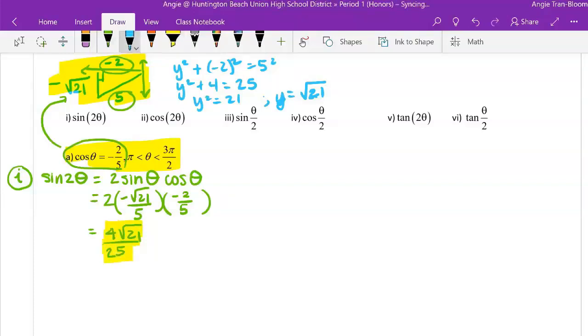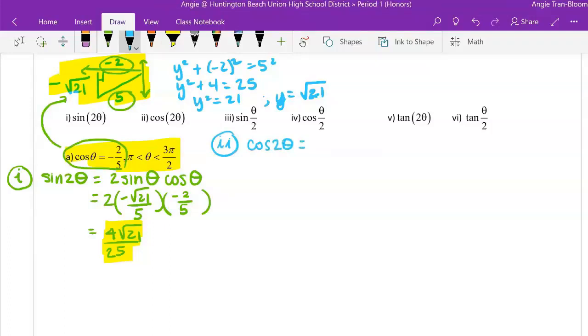Now let's do 2i. I'm going to use a different color because I know I'm going to be running out of space. I'm going to try my best to squeeze that all in here. 2i says that I'm looking for cosine. Let me move it up because I know I'm going to need all the space. 2i, cosine of 2 theta. Now, cosine of double angle has a bunch of different identities, 3 to be exact.